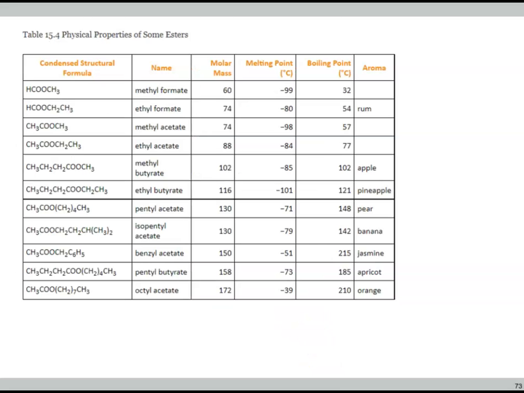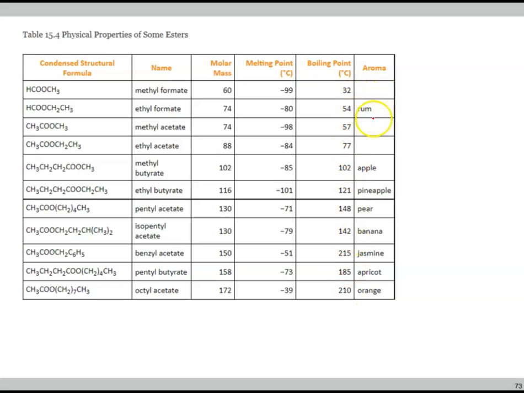Let's look at some of the physical properties now. These are some of the common names that were given before as well, and here are the different groups. You can see these are getting longer and longer. The molar mass is getting larger as we're increasing the number of carbons associated. And if we're looking at the boiling or the melting points, we see as those chains become longer, the boiling points will also go up.